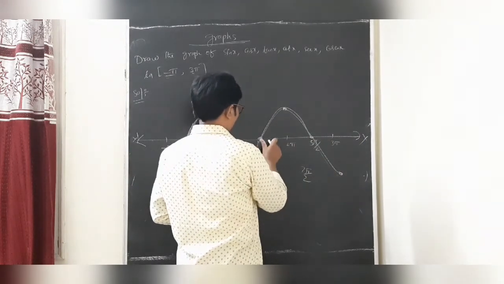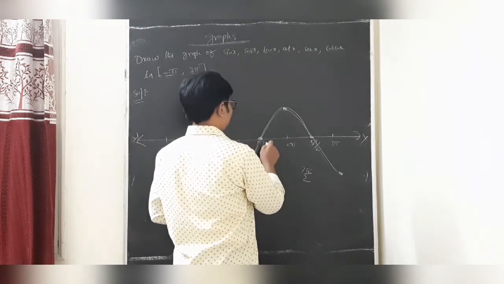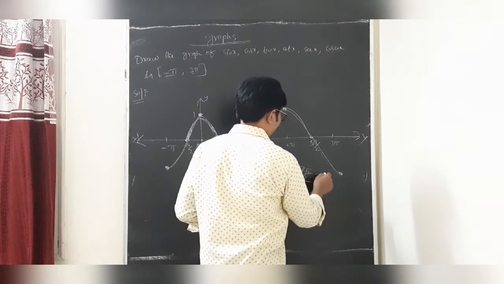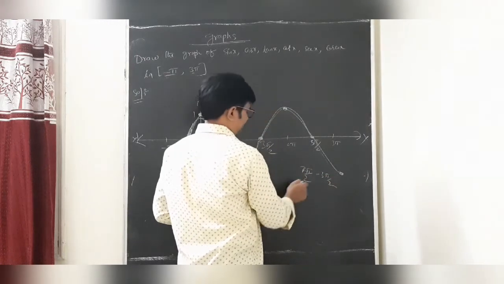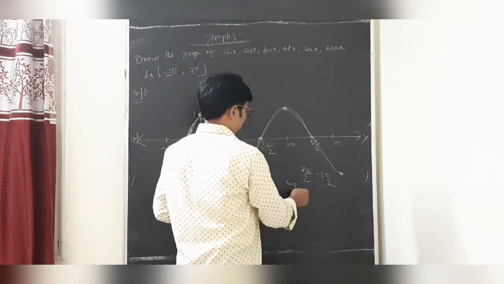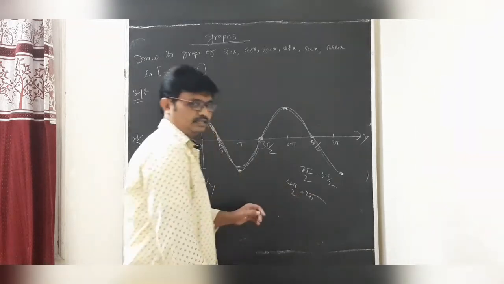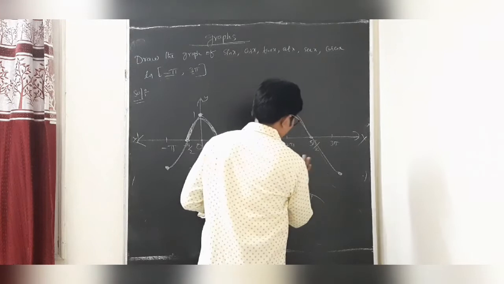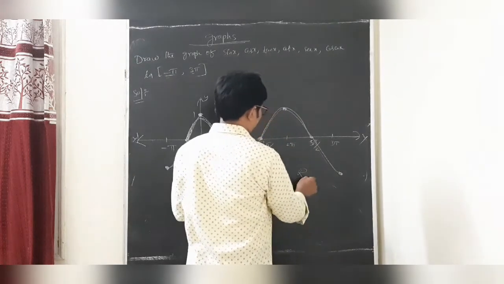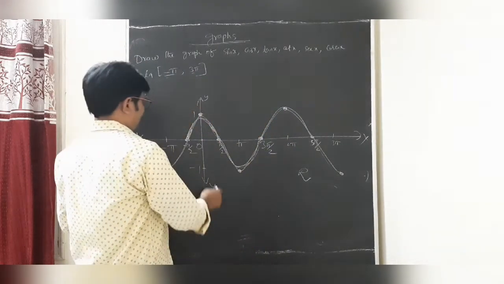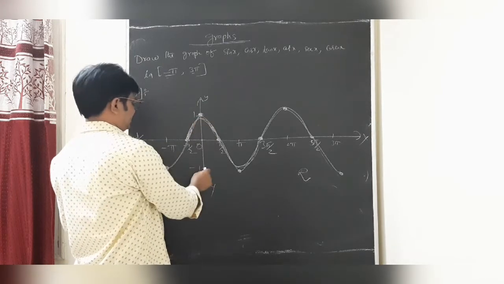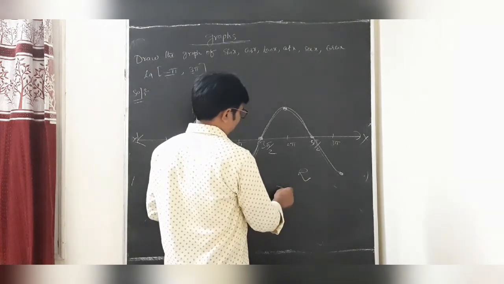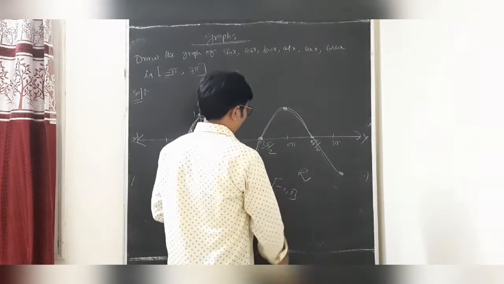Therefore, this is 3 pi by 2 and this is 7 pi by 2. 7 pi by 2 minus 3 pi by 2 is 4 pi by 2. So that's why the period is 2 pi. Dear students, what we observed here: the domain is defined for any real number, and the range is minus 1 to 1. Domain is R, range is minus 1 to 1.